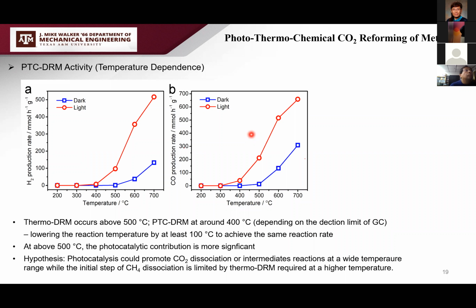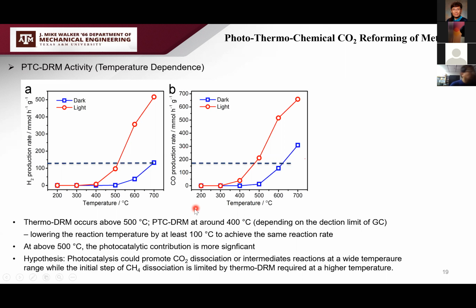So we have also done some temperature dependence studies with this material. We tried from low temperature to high, and then we found that if you draw a horizontal line here to reach the same production rate of hydrogen or CO, you can actually save at least 100 degrees C if you operate under light compared to in the dark. Okay, that's the first observation.